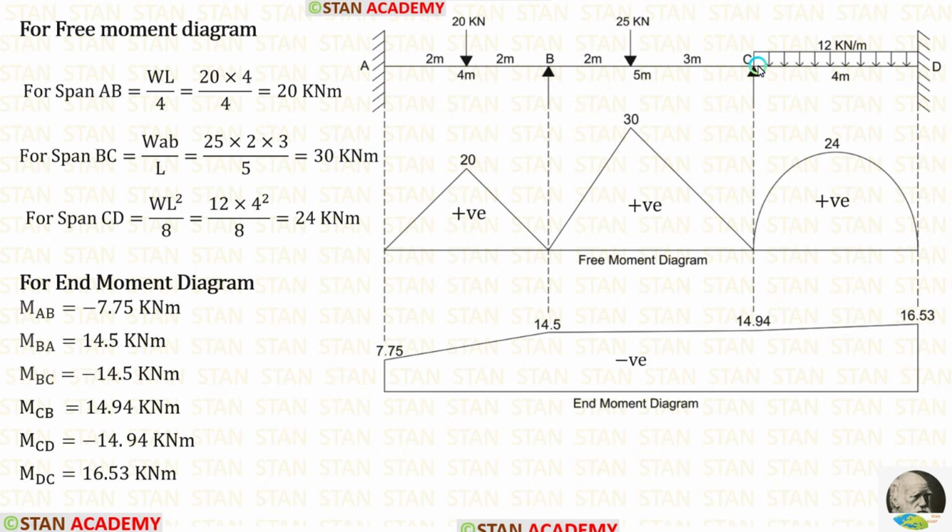In the simply supported beam, if the UDL is acting for the full span, the formula to calculate maximum bending moment is WL square upon 8. Here W is 12, L is 4. When we apply inside the formula, we are getting 24 kilonewton meter. Using these three values, we can draw the free moment diagram. Now let's see how to draw end moment diagram.